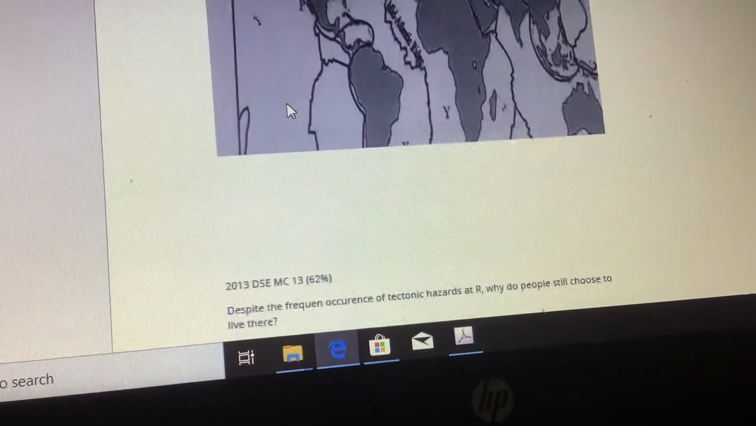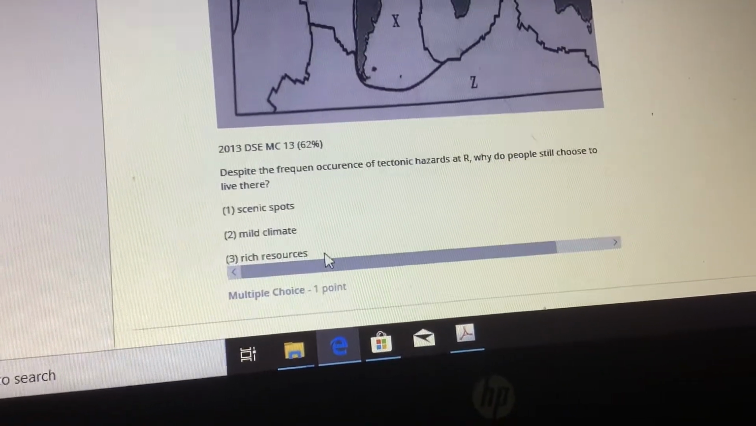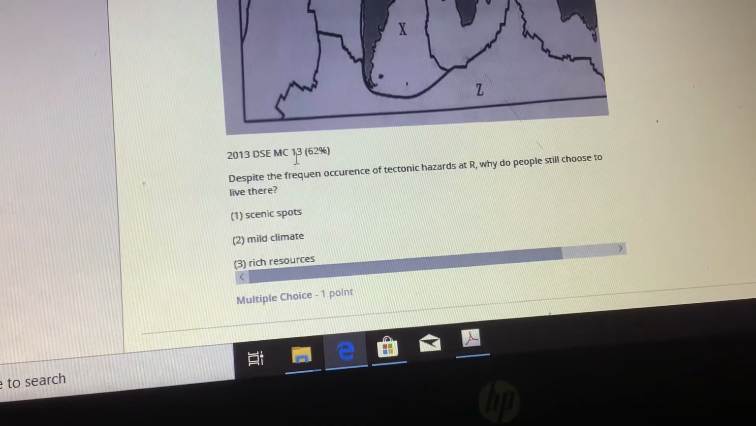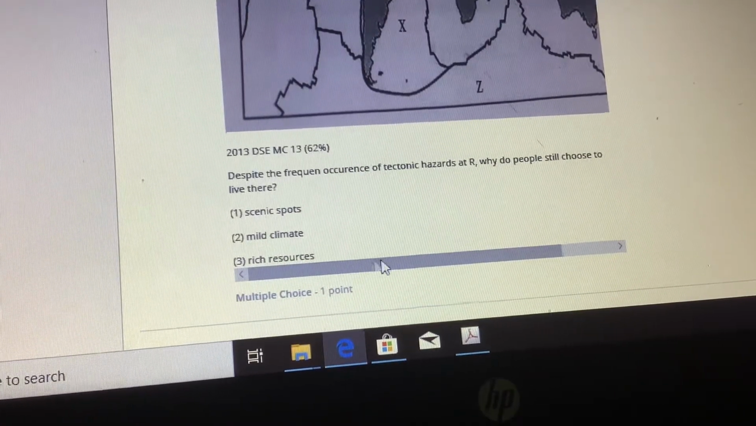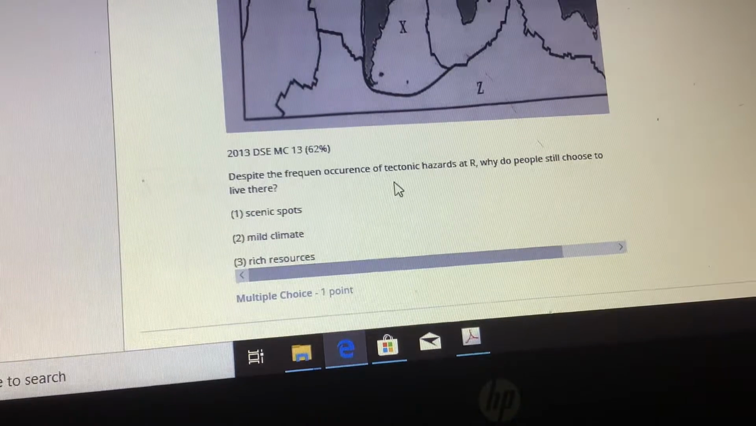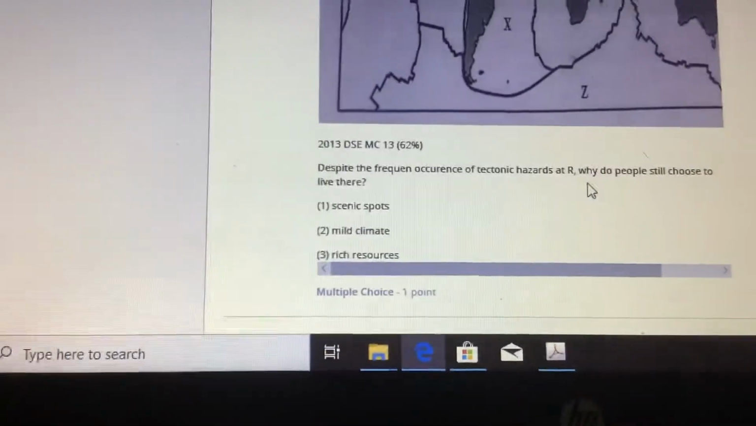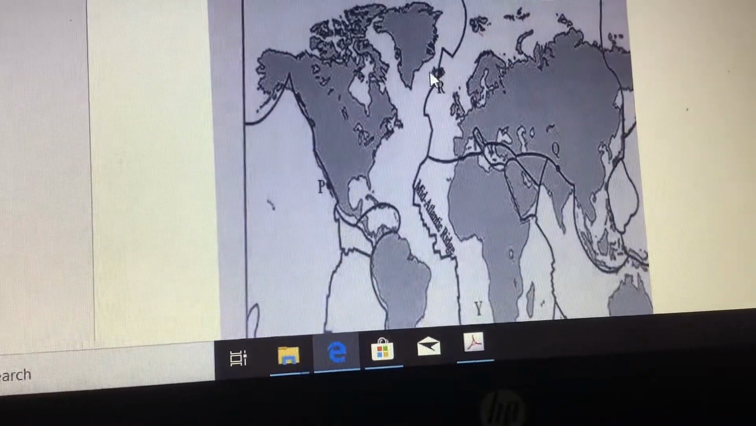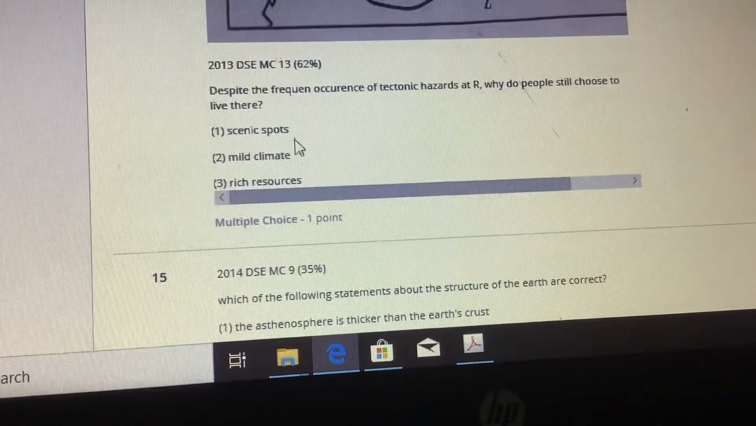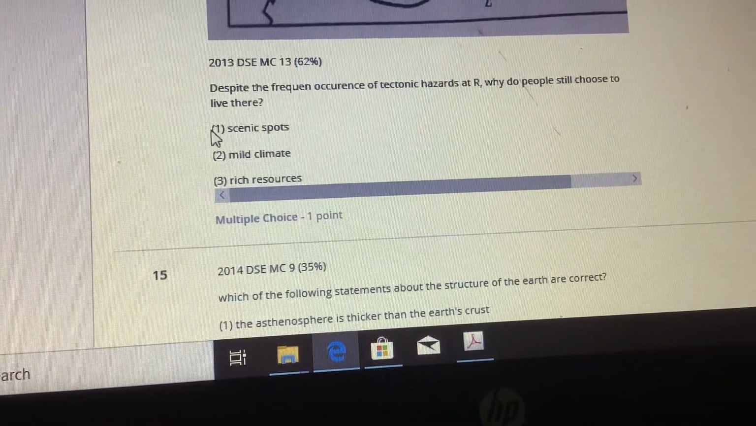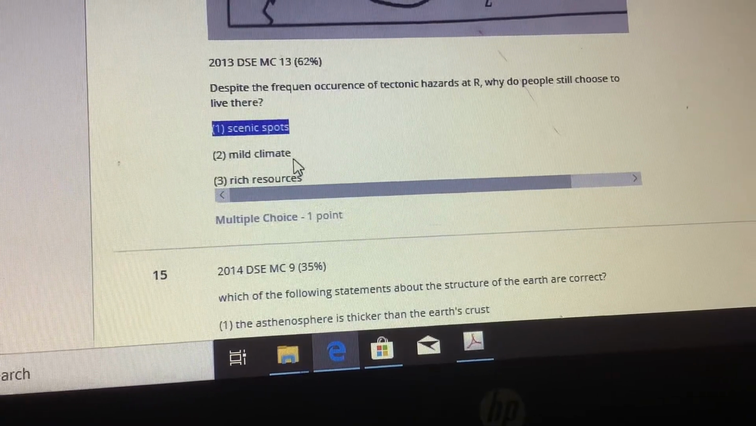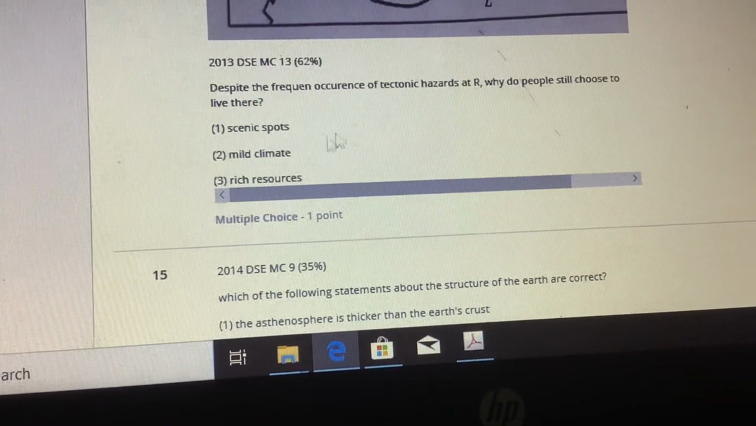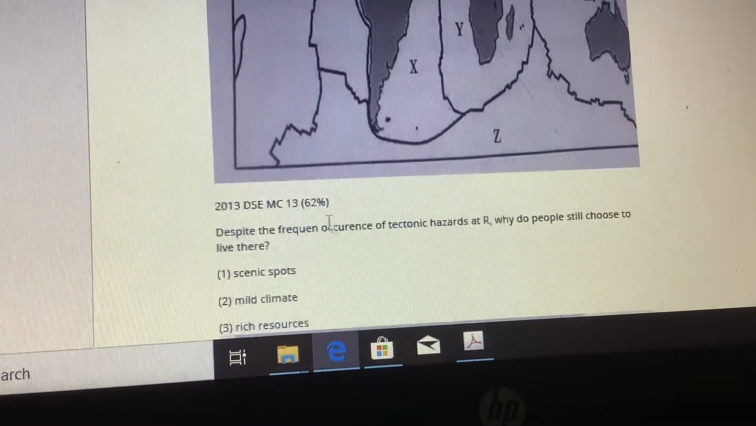Number 14, wait a minute. Again, this question, this photo, I mean. Despite the frequent occurrence of tectonic hazards at Arlo, why do the people still choose to live there? Where's Arlo? Right here, Iceland. Why is it good to live? Because there is a lot of good scenery. Mild climate, isn't it? Iceland, as I said before, mild climate.